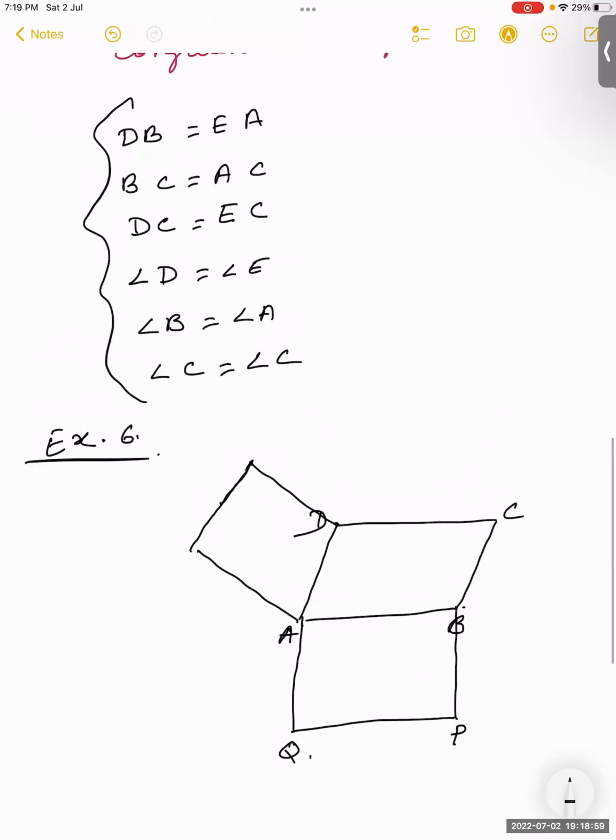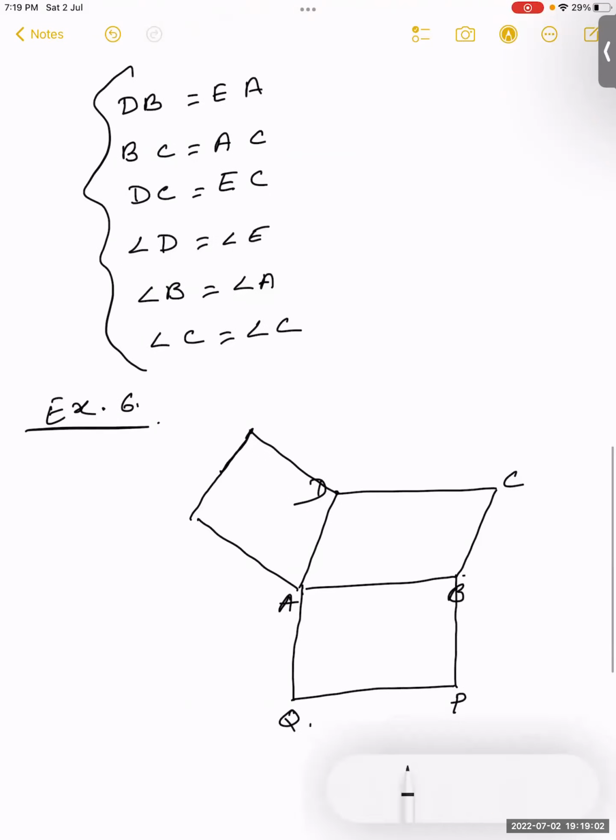Somehow you managed to draw a proper square. I'm not getting a proper square.